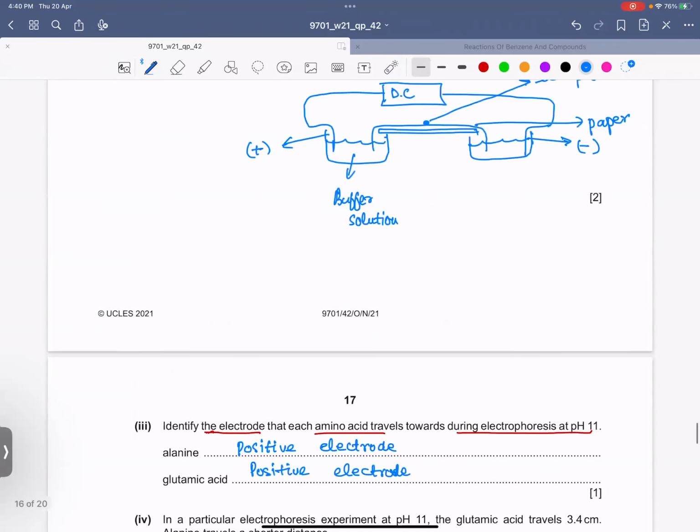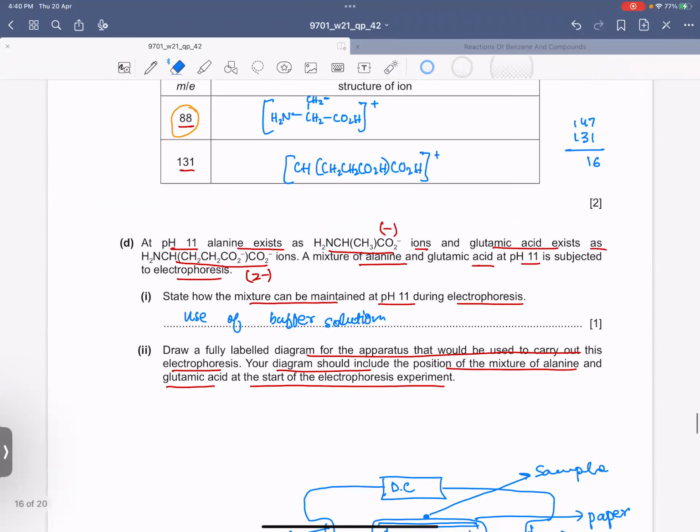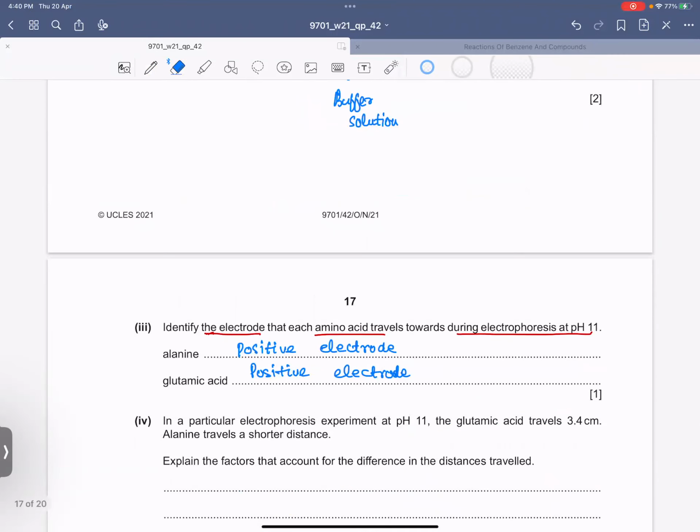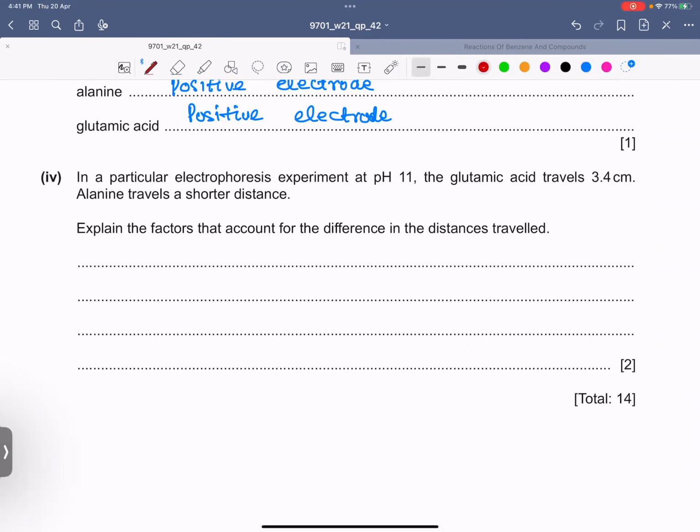Yes, because alanine has a -1 charge and glutamic acid has a -2 charge, so both are going to travel towards the positive. Okay, thank you. You're welcome. In a particular electrophoresis experiment at pH 11, the glutamic acid travels 3.4 centimeter, alanine travels at a short distance.